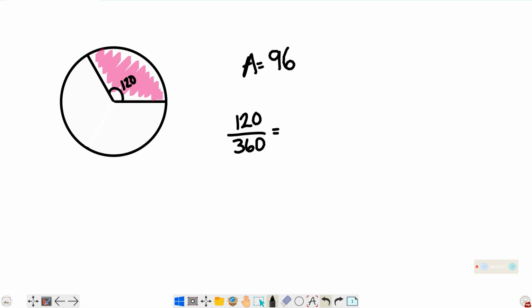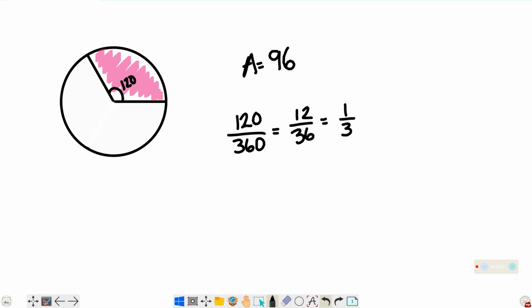If we were to reduce, we can start by dividing by 10, which would give us 12 over 36. And we can reduce even further. 12 goes into 36 3 times. That means that 1/3 of the circle is shaded.